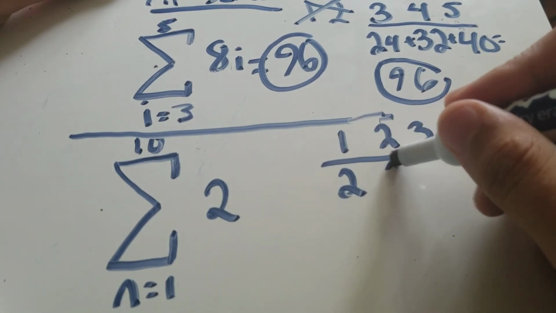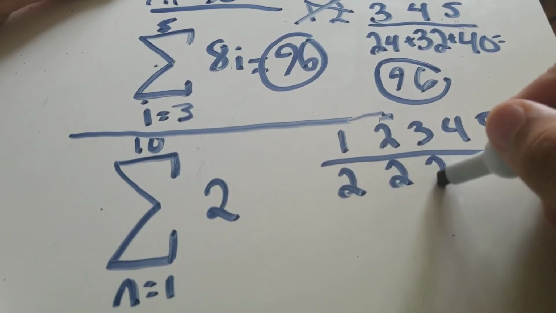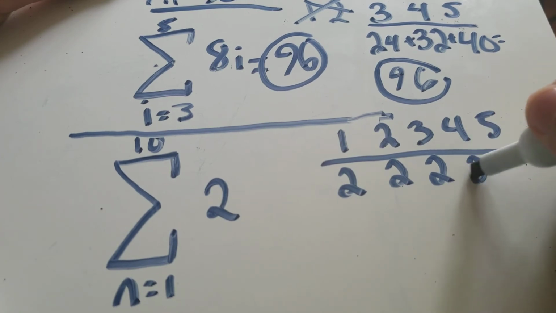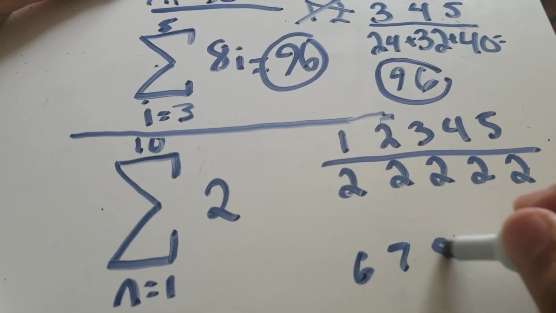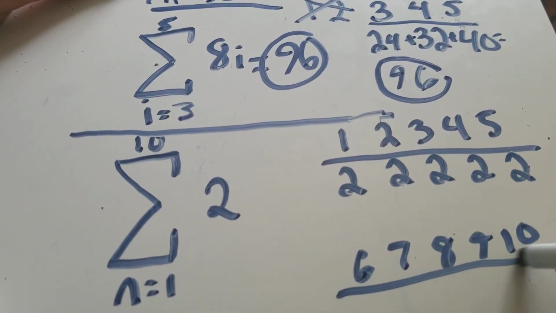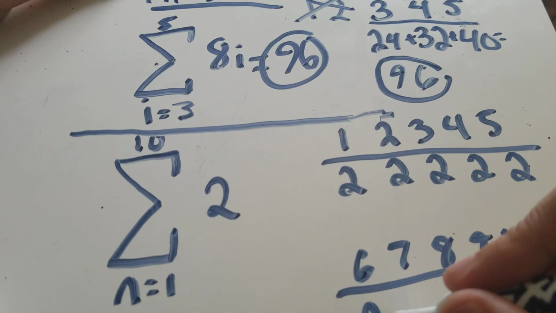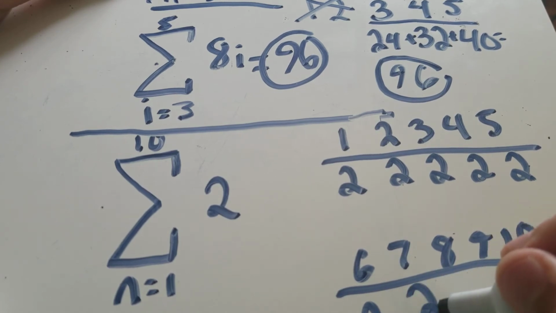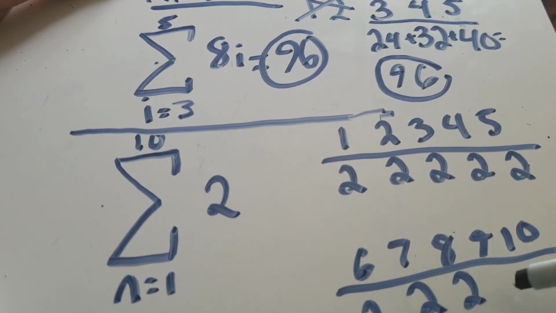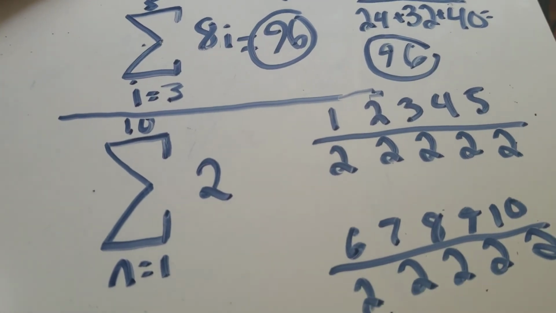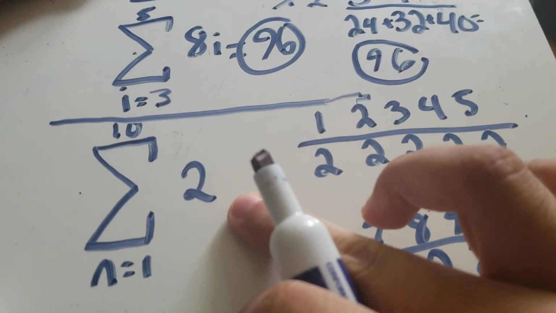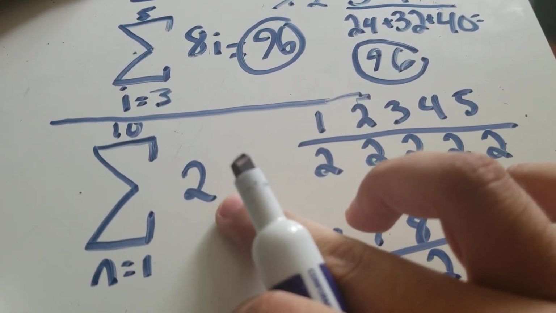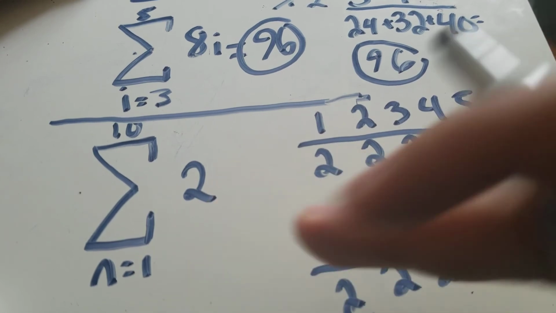At step 2, it's 2. At step 3, it's 2. Step 4, it's 2. Step 5 is 2. 6, 7, 8, 9, 10. Step 6 is 2. Step 7 is 2. Step 8 is 2. Step 9 is 2. Step 10 is 2. Because there's no variable here, it never changed. It's a constant.